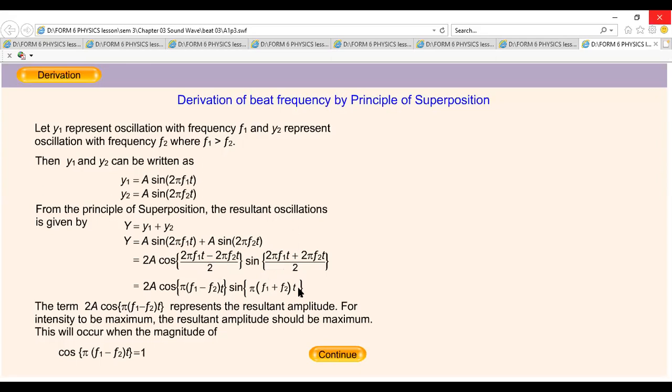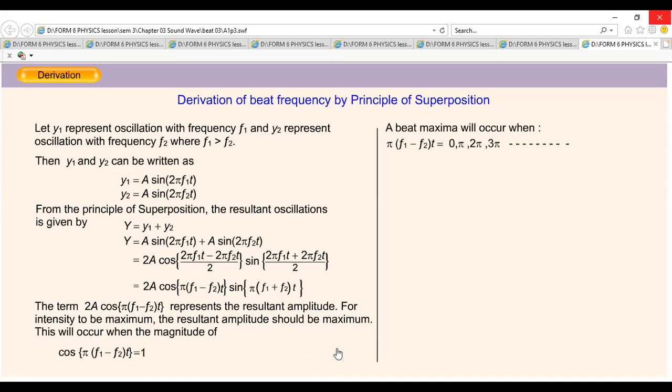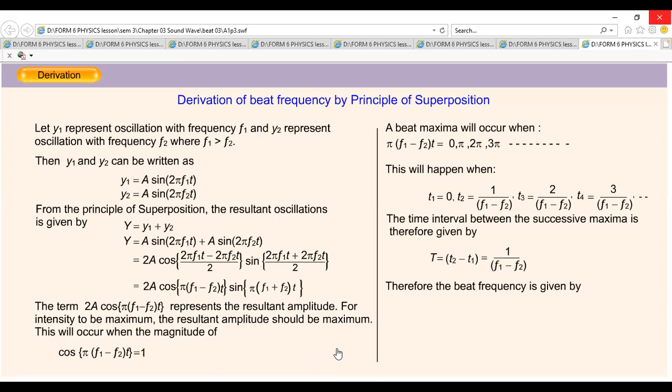The term 2A cos pi (f1 minus f2) t represents the resultant amplitude. For intensity to be maximum, the resultant amplitude should be maximum. This will occur when the magnitude of cos pi (f1 minus f2) t equals 1. A beat maximum will occur when pi (f1 minus f2) t equals 0, pi, 2 pi, 3 pi, and so on. This will happen when t1 equals 0, t2 equals 1 over (f1 minus f2), t3 equals 2 over (f1 minus f2), and t4 equals 3 over (f1 minus f2), and so on.